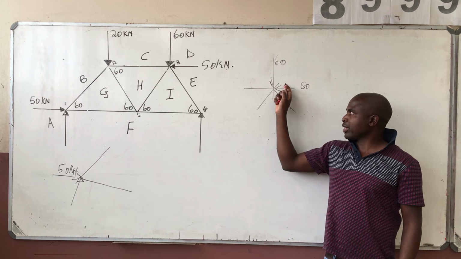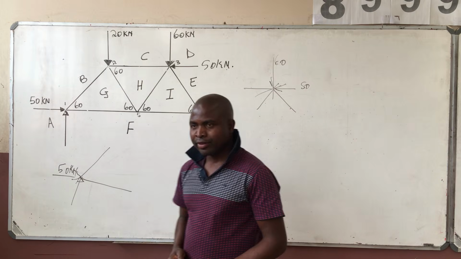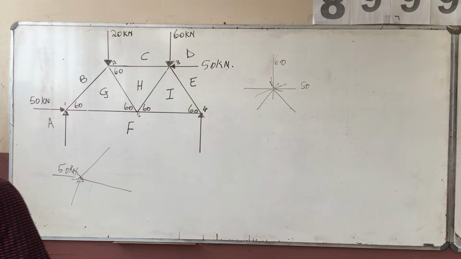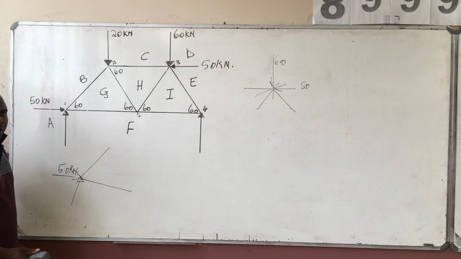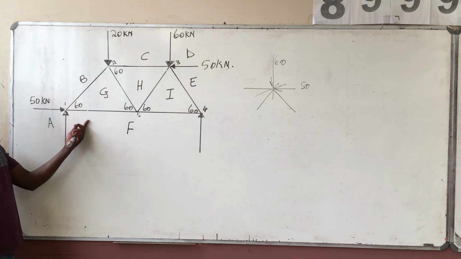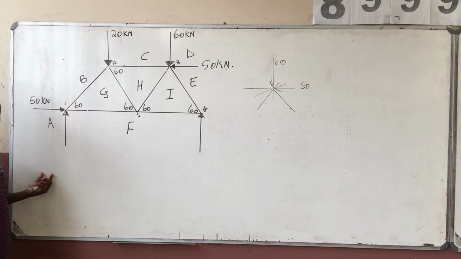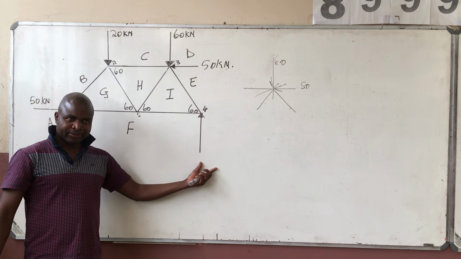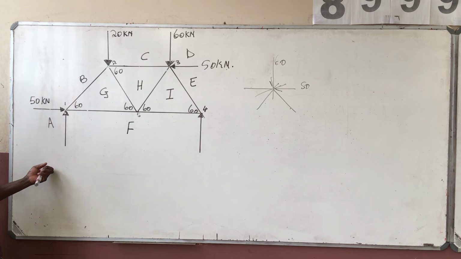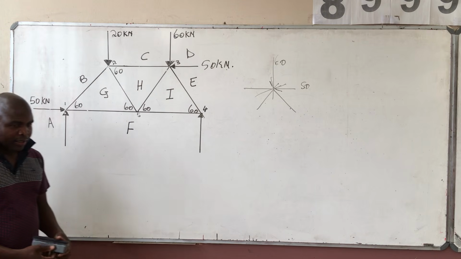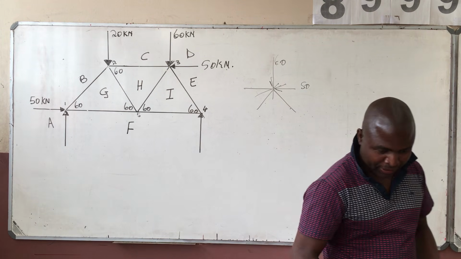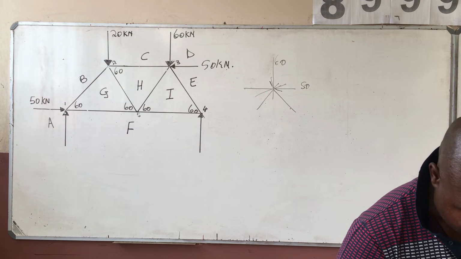This one we cannot start with because we already have 3 unknowns. So the unknowns must be 2 or 1. So in this case, if you check all, there's no point with 2 or less unknowns. So in a situation like this one, we will be forced to calculate what? The reactions first. We'll be forced to calculate the reactions. But we are not going to calculate the reactions today.